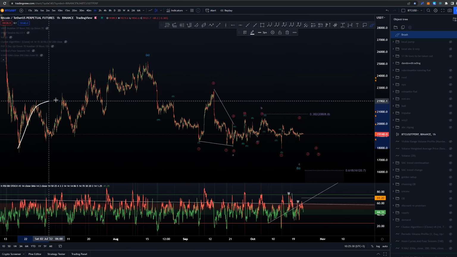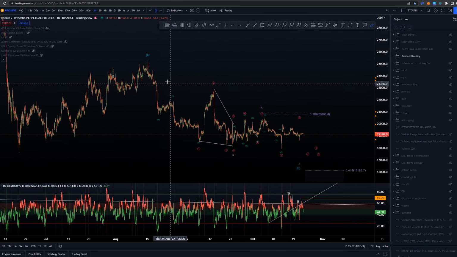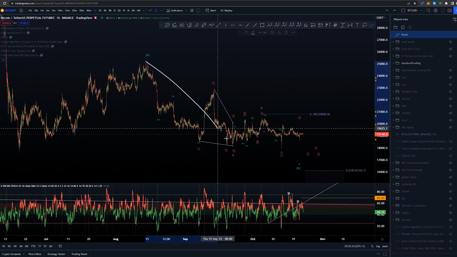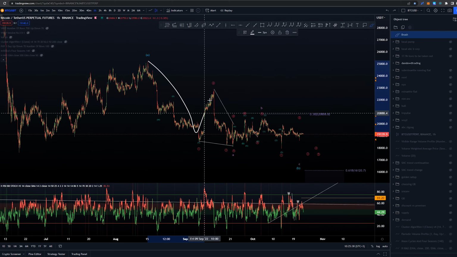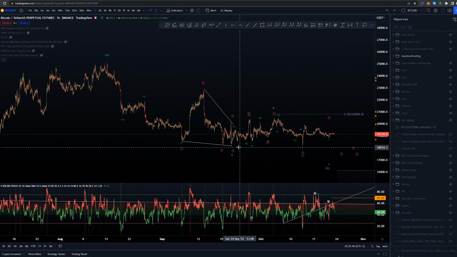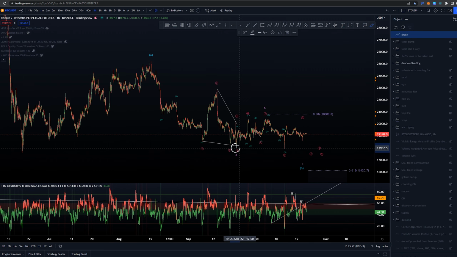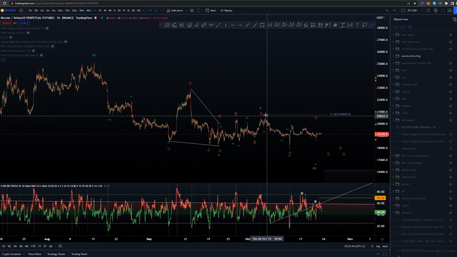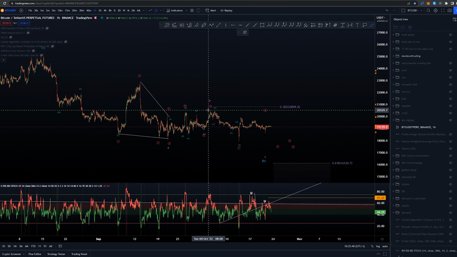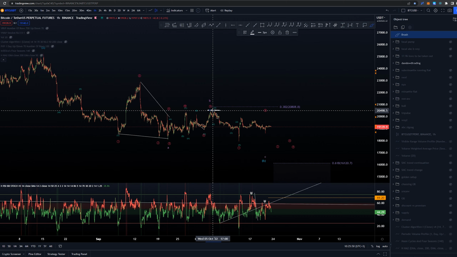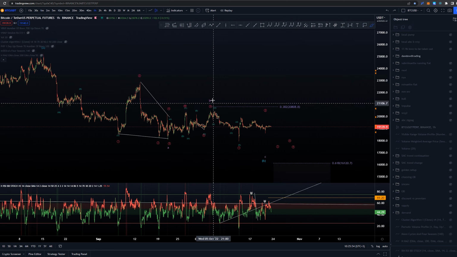Then of course again, some kind of 3-wave structure into A wave. Another possibility of having that complete in here. Dan had this idea of having this as a 1, 2, 3, 4, 5. Definitely has some merit in that. However, again, we have some issues going later on here. Again, invalidation would be at these highs at 20.5k. In here, we would have this as the B wave.